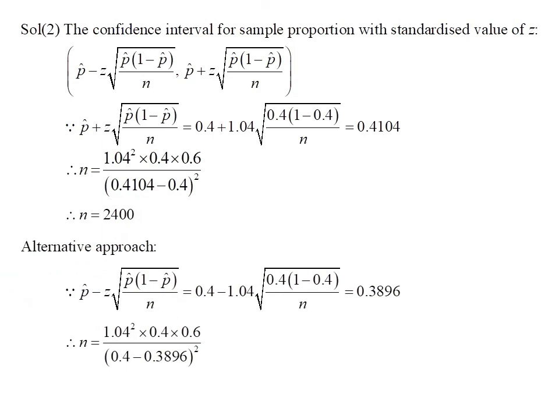As for the lower bound approach, we substitute the corresponding values and set them equal to the lower bound value, which is 0.3896. Hence, we calculate the sample size of 2400, which is exactly the same as we calculated for the upper bound approach.